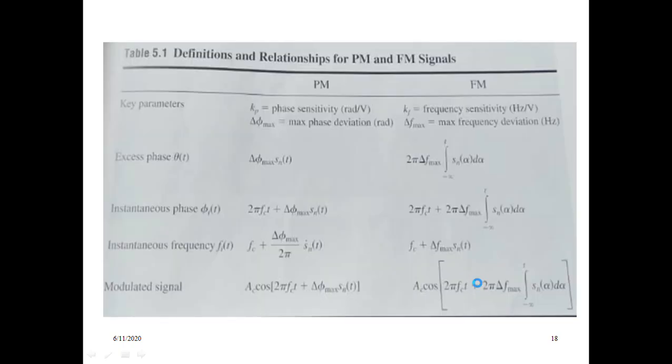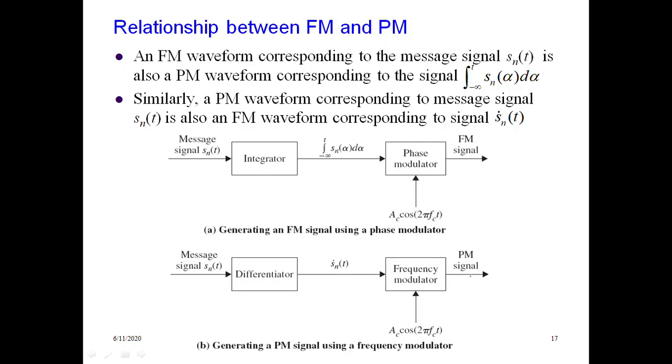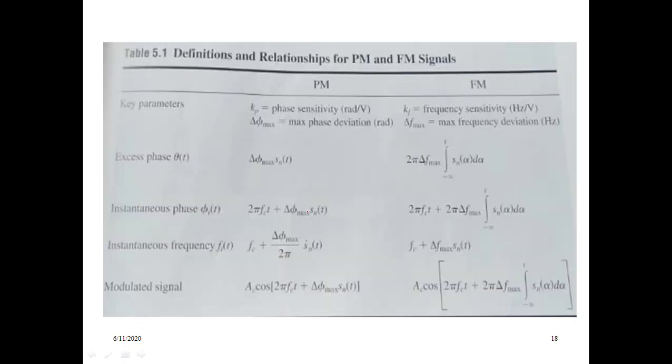Okay, so how do we see that? Because the rate of change of the phase is equivalent to frequency. So when we want to have phase, we integrate the frequency. Okay. So these are the key points in FM and PM.